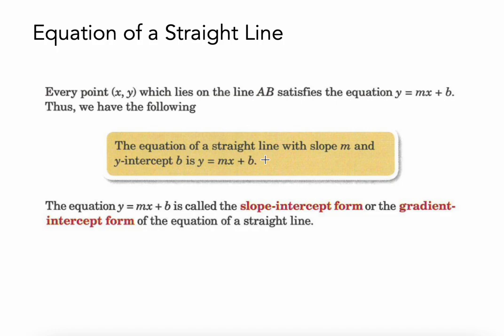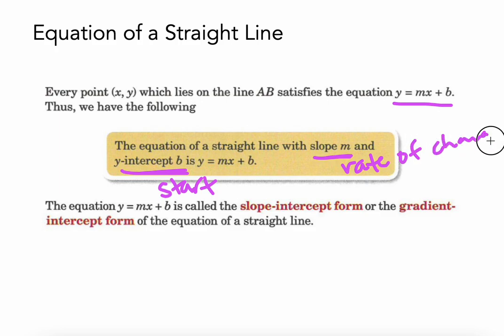Okay, so to review, every point (x, y) which lies on the line AB should satisfy the equation y equals mx plus b, which again you've seen before, right? The slope is m, and the y-intercept is b. Remember, that's the starting point, and your slope is the rate of change. That's really all you need for a straight line, right? You need to know where that line starts, and you need to know how fast or slow it's going to be changing. Then after that, you just have a straight line. So those are the only two pieces of information that you need.